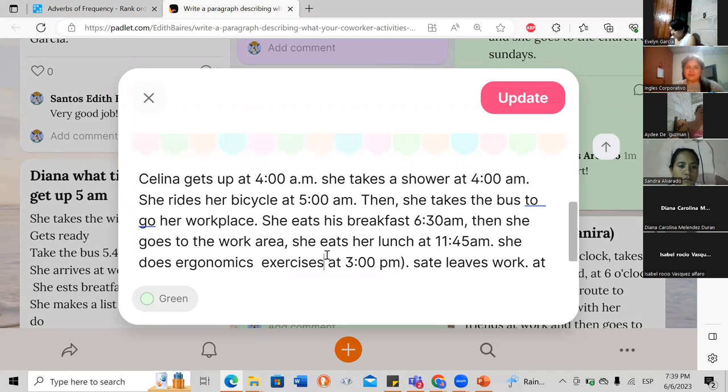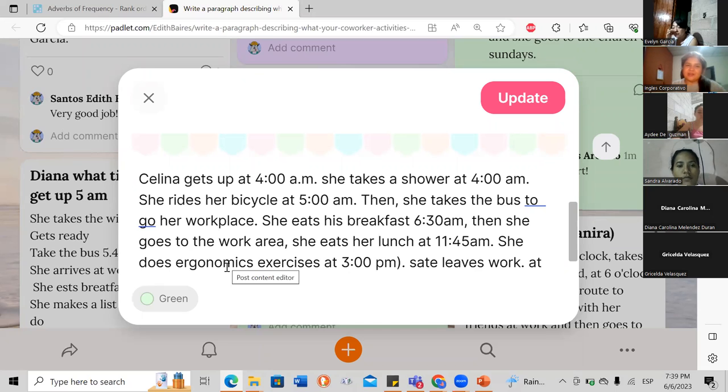I'm sorry if you hear noise. Lo siento si escuchan ruido, okay? Porque there is a bakery here around my house. Entonces siempre traen unos camiones grandes con producto para la bakery. Entonces, there is a lot of noise. Sorry. Okay.